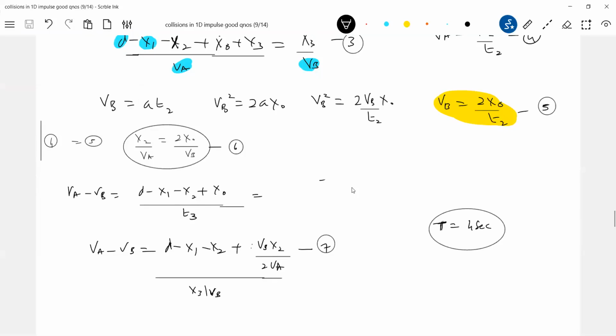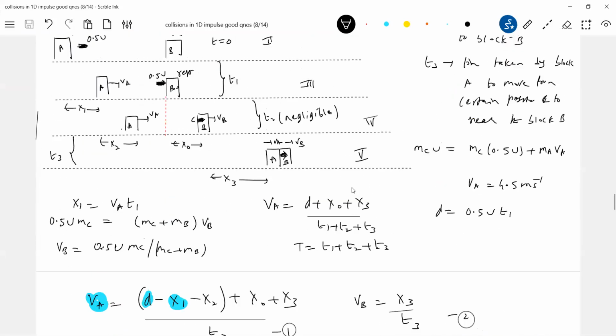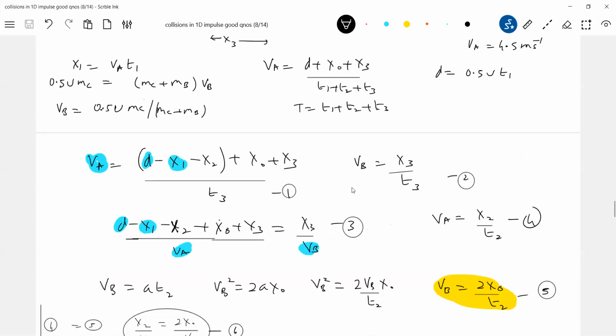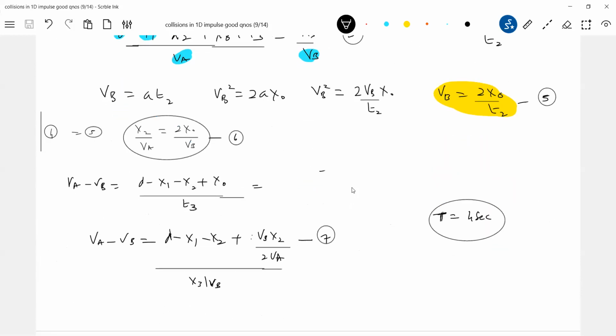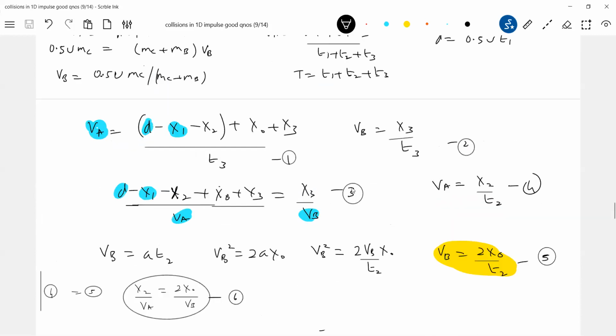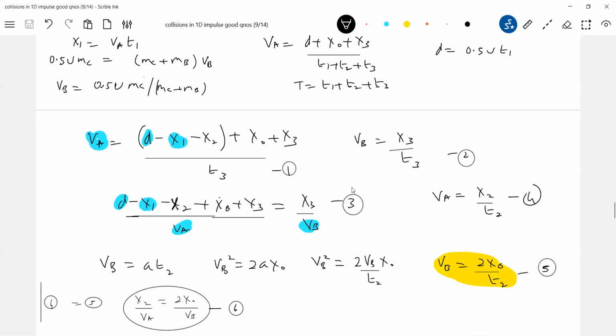Writing equation 7 is a very important part. Diagram 4 and 5: block A will move a distance D minus X1 minus X2 plus X0 plus X3. And block B, how much will it move? X3. So that X3 will get cancelled out there. And what is the time taken? That will be T3. This is very important. So solving here, we'll get the X2 and X3 relationship. Everything combine, substitute here now. X0 in terms of X2, X3 in terms of X2, then only X2 is unknown.